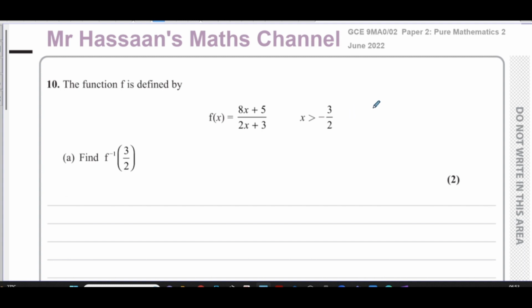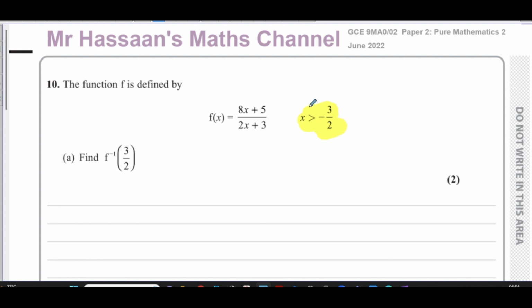And this is about functions. Here we're given a function which is defined by f of x equals 8x plus 5 over 2x plus 3, and we're given a domain. This is really important for us to understand. This is the domain of the function. So this function, f of x, only exists for x values which are greater than -3/2.